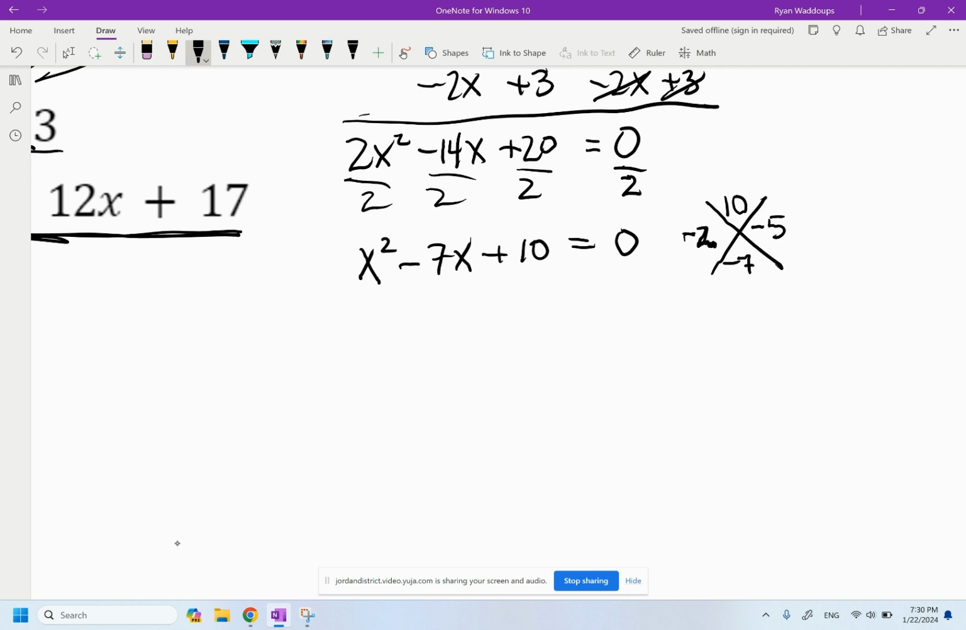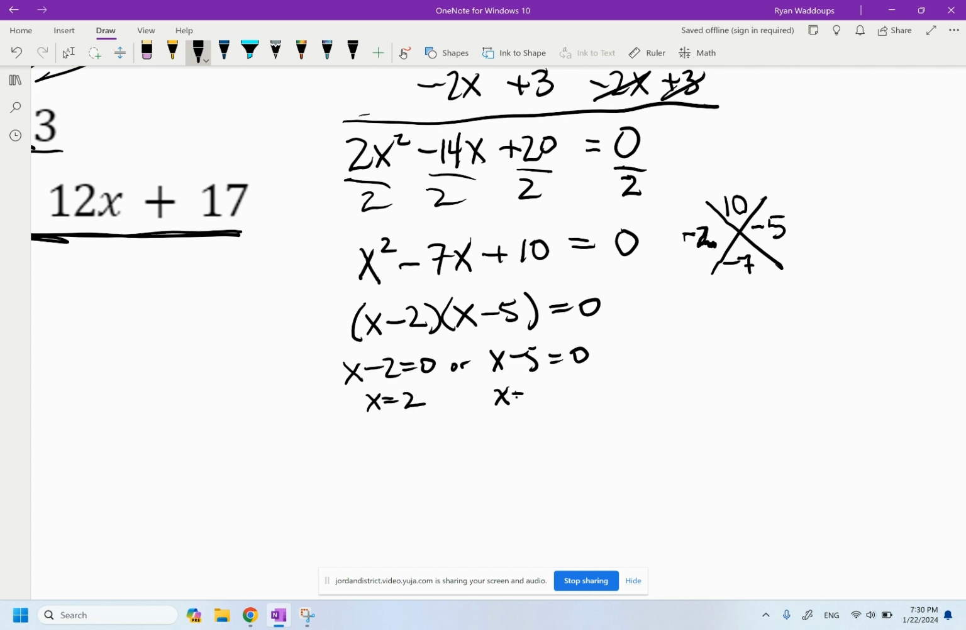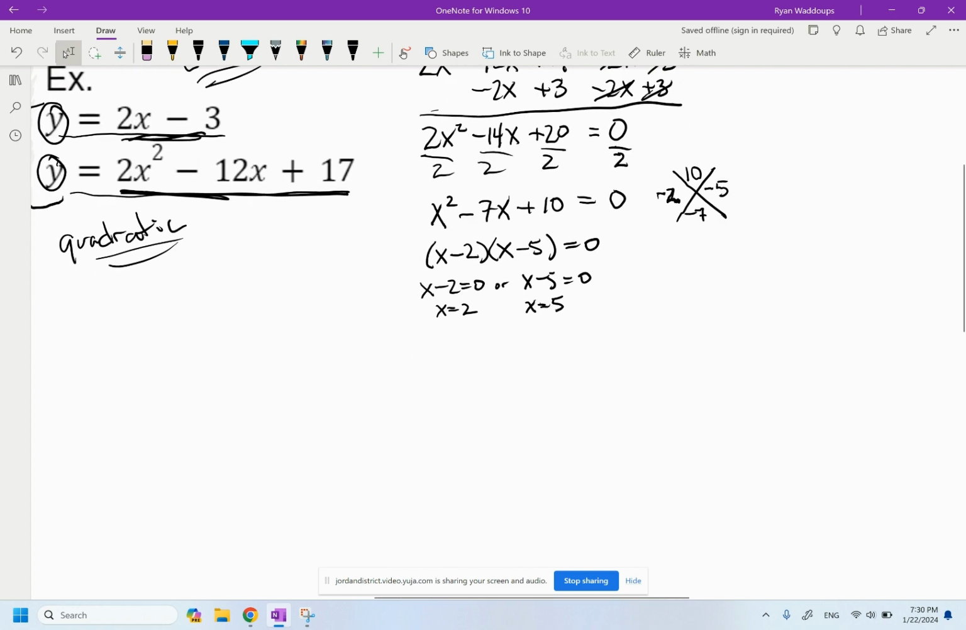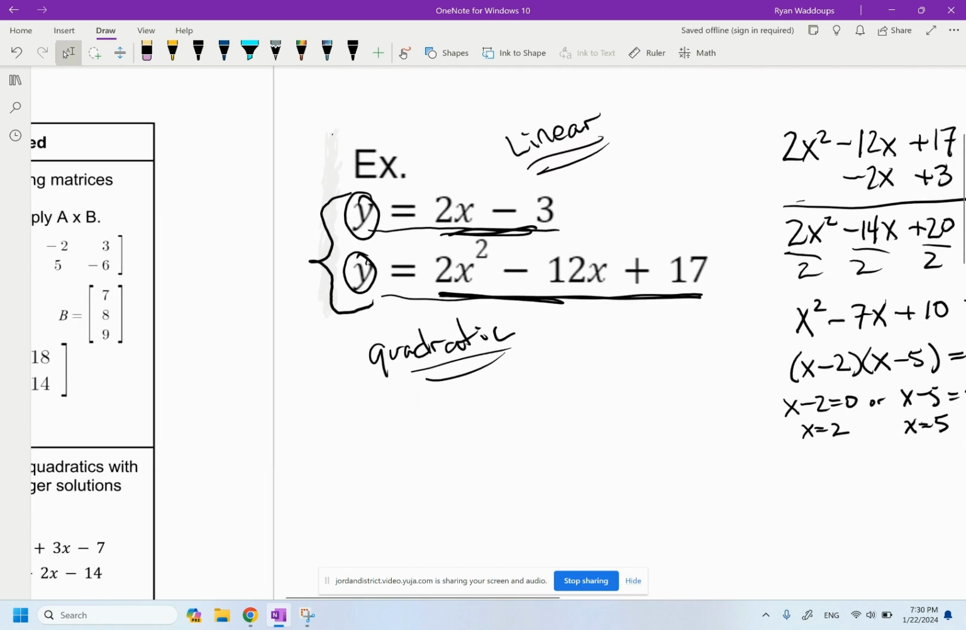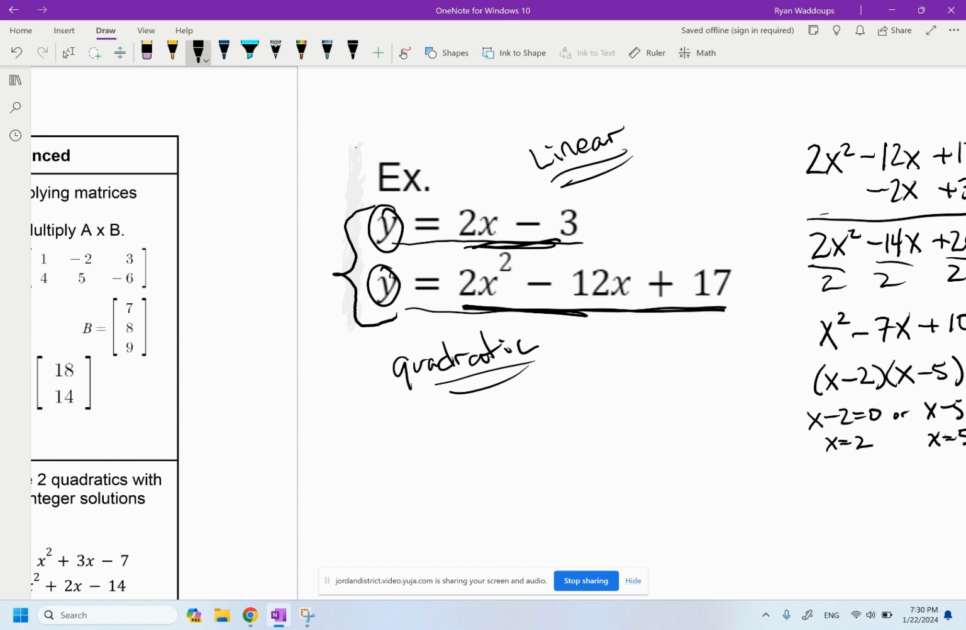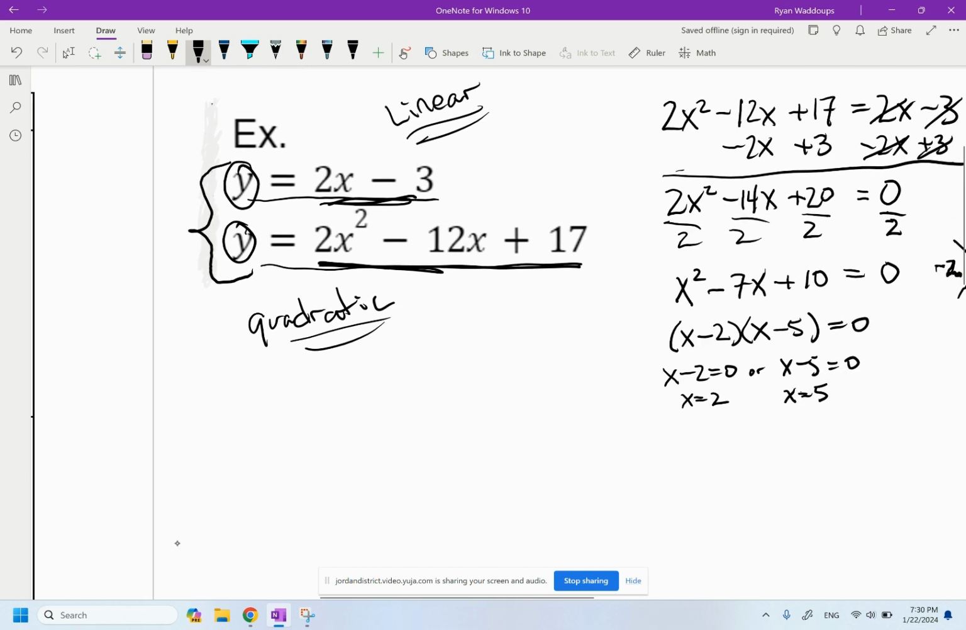And so my factors here are x minus 2 times x minus 5, and that's equal to 0. And now I can set each of those equal to 0. x minus 2 equals 0, or x minus 5 equals 0. And that makes this one x equals 2, and this one x equals 5. Now, some of you might be tempted to say, we're done. No, we have two variables in each of these equations. And so we have two x values. We now need to find the corresponding y values.